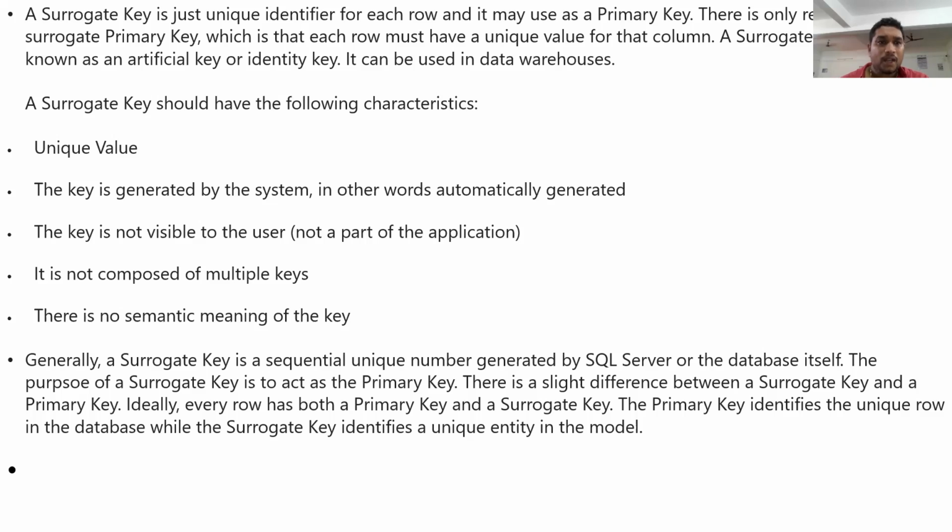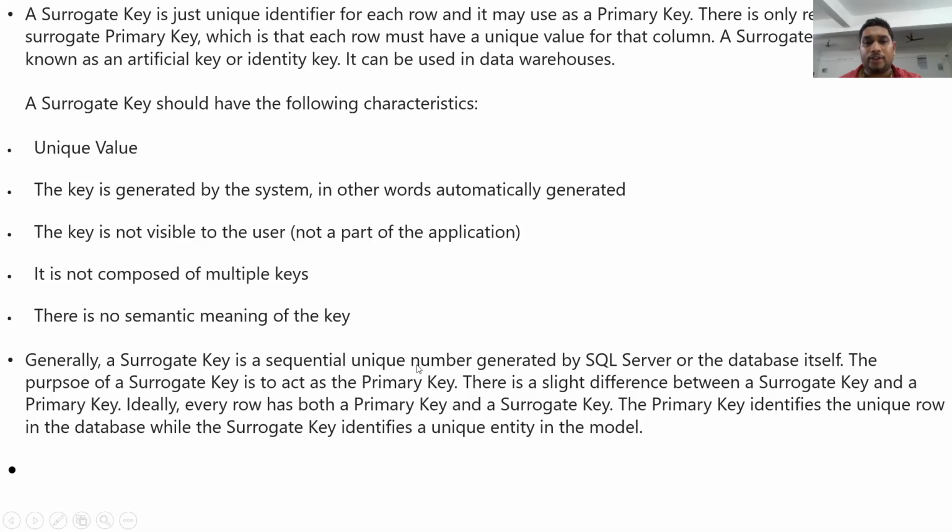Okay, it has the following characteristics: unique value, and it is generated by the system, not by a human. See, primary key, unique key, not null are given by the user, whereas the surrogate key is done by the system only. In other words, it is automatically generated. The key is not visible to the user. We cannot see the surrogate key. It is not composed of multiple keys. We cannot combine 2 or more keys to get a particular value. There is no semantic meaning to the key. Okay, we don't have any meaning.